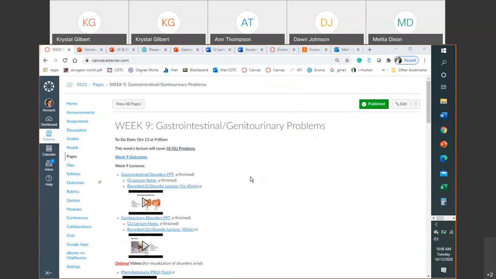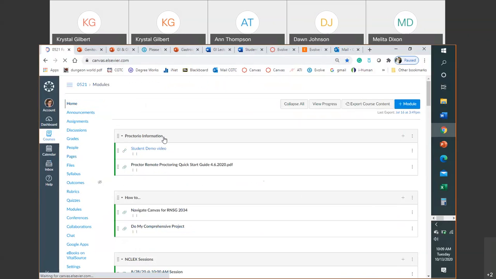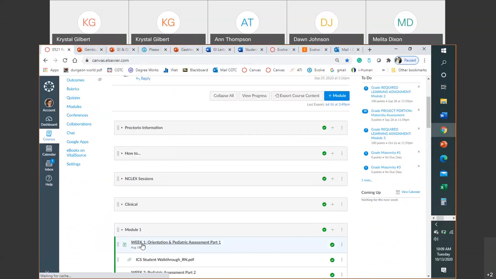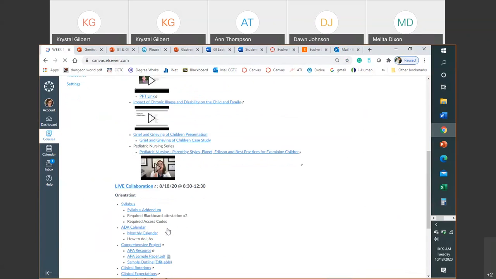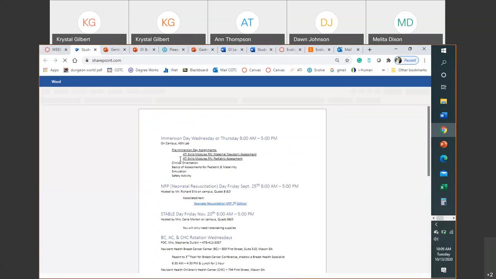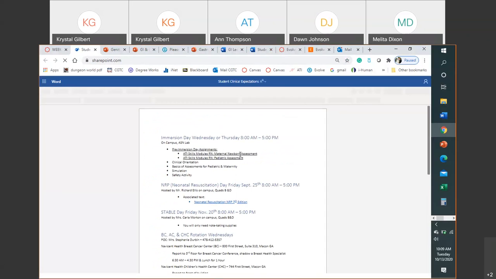They're the other group that will be attending immersion day tomorrow and Thursday. There'll be an email sent out or announcement as a reminder, as well as items to complete. So in the week one orientation items, your clinical expectations document gets you set up. So perform the ATI skills modules for maternal newborn assessment and pediatric assessment prior to arrival. And then everything else will be performed during.